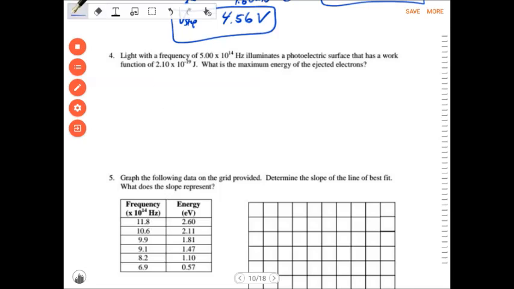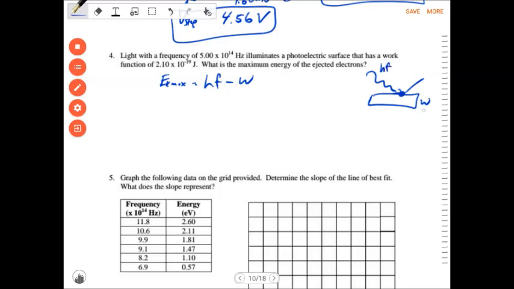We want the maximum kinetic energy, so EK max. That's going to be the energy of the photon coming in, minus the work function. Since we're using a frequency, that's going to be hf minus W. So this is the hf.